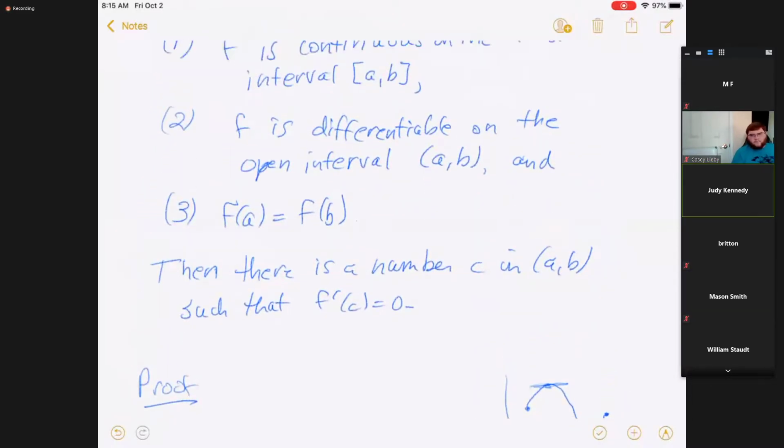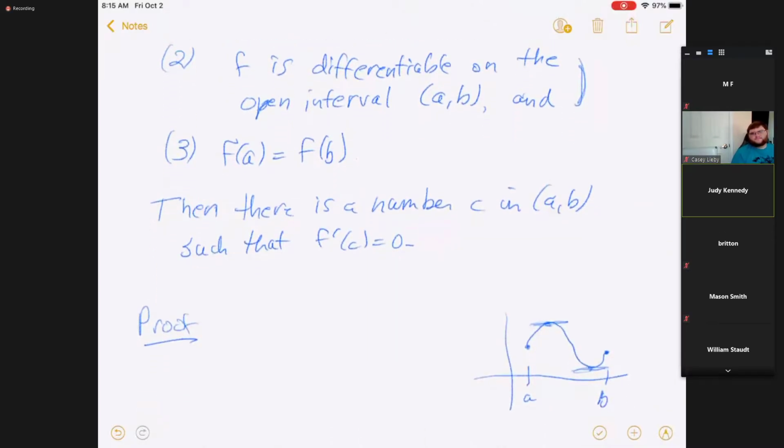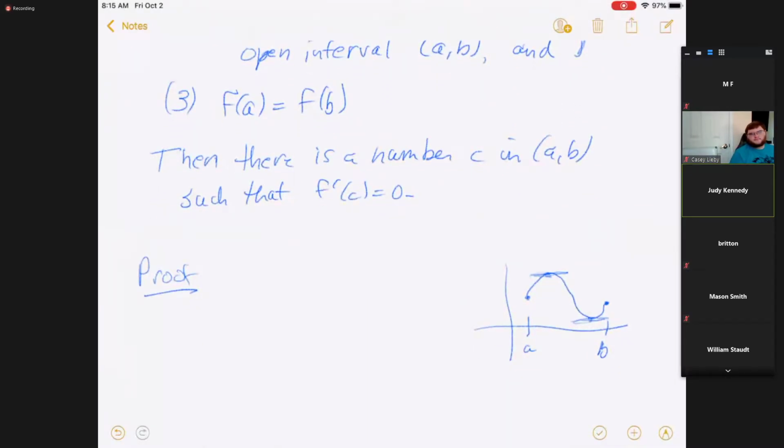Also, the extreme value theorem and the intermediate value theorem only assumed continuity on a closed interval. This one now has a condition on the derivative for the points inside the interval. Okay, but let's prove this. There are 3 cases to consider.